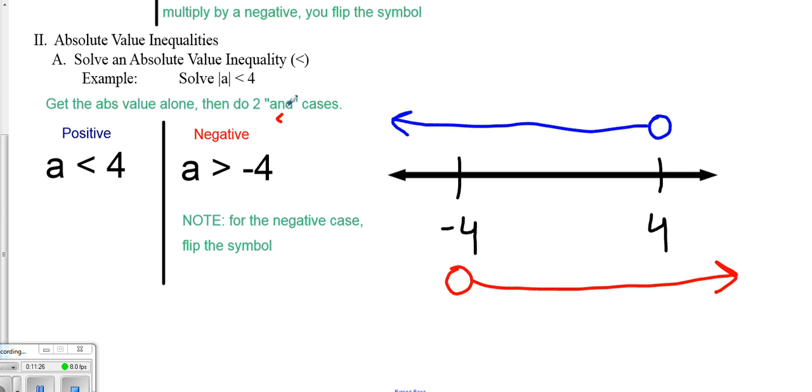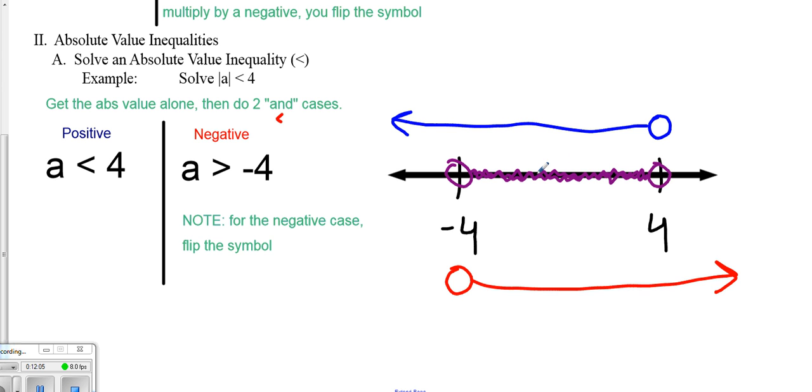Okay, this is an AND case, so we want everywhere where they cross each other. This one doesn't include 4, but includes everything less than it. This one doesn't include negative 4, but includes everything above it. So the only areas where both are true would be an open circle here, and everywhere in between. So the only a values that would be true for this inequality would be any value not including negative 4, not including 4, but all of the ones in between.